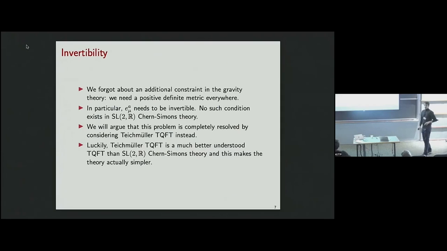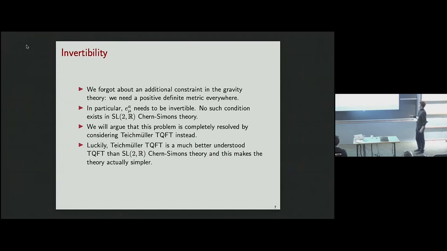So there are two main issues with this. The first one is on this slide, and it concerns invertibility. In the gravity theory, there's an important constraint, namely the metric should be a positive definite object. We don't want negative length or zero length and things like that. So in particular, that means also that the dreibein is invertible. However, in Chern-Simons theory, the gauge field can be whatever you want. There's no constraint whatsoever that, like, the sum of the gauge fields should be invertible or something like that.